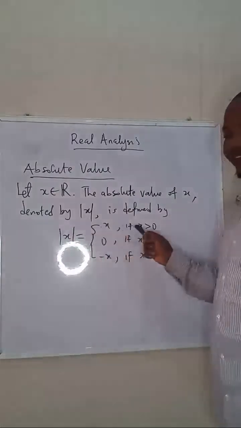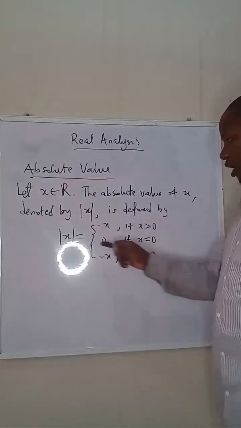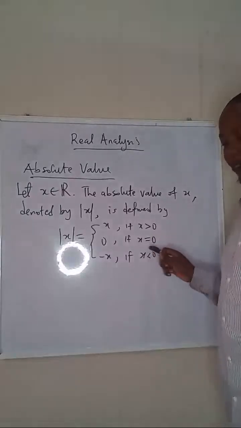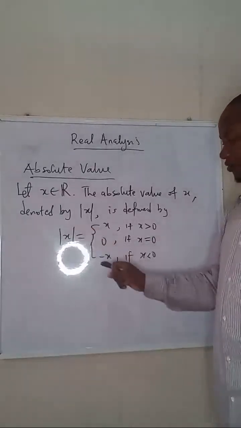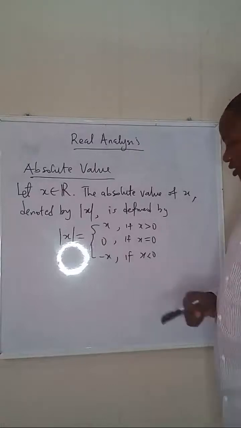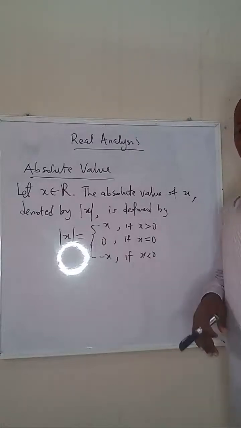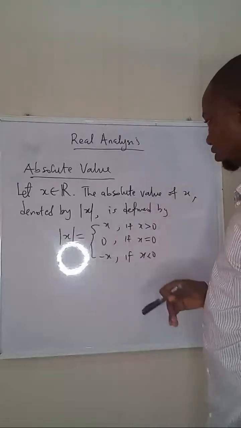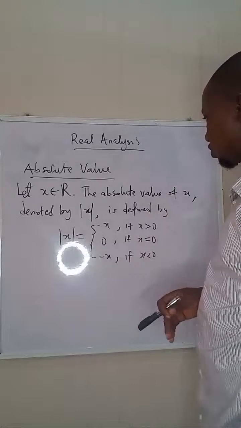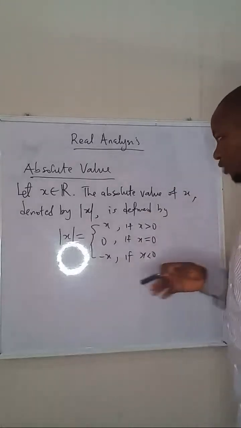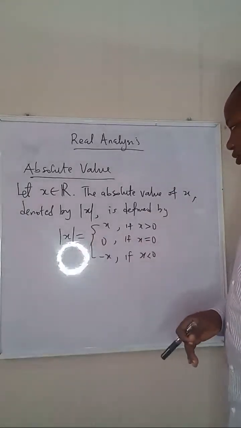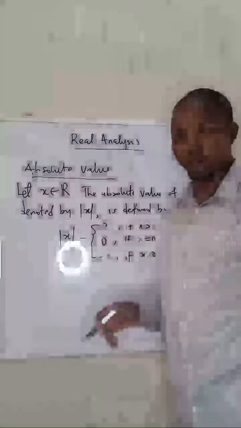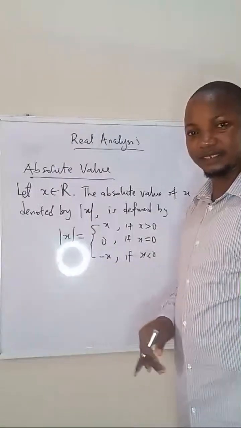It is x if x is greater than 0, and if this is 0, it means x is 0. And if the absolute value gives negative x, it means x is negative. So these are the three properties of the absolute value. Next, the definition of absolute value, you can find it as this.